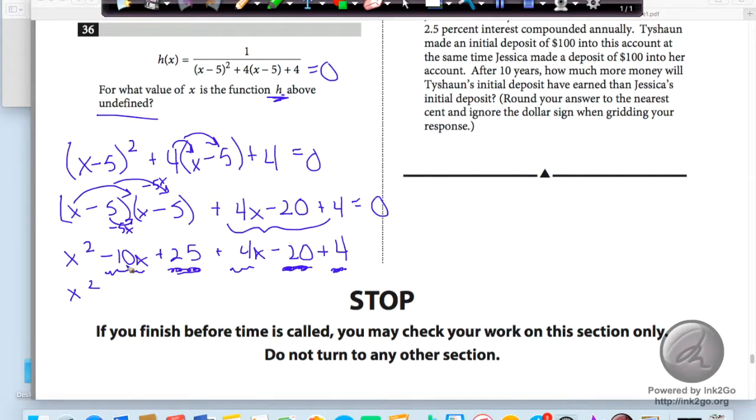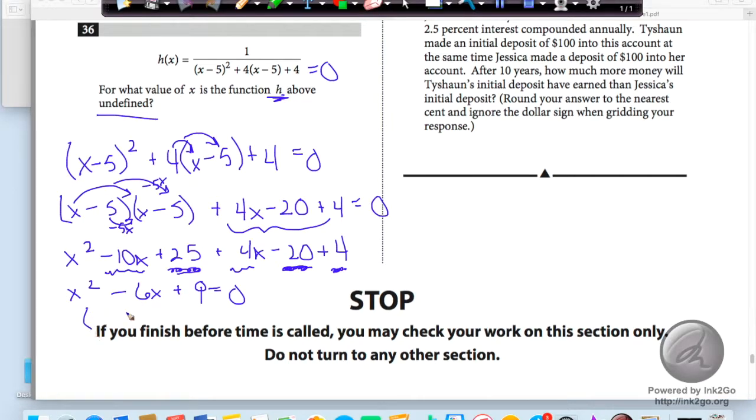So I'm going to do my best to combine these like terms, right? And so I have x squared, minus 10x plus 4x. I'm going to have minus 6x. And then I'm going to take positive 25 minus 20 plus 4. And altogether, that will give me positive 9 equals 0, right? Bringing the 0 back down because technically everything has to be undefined. So now my new question is, what is x now having this new expression?